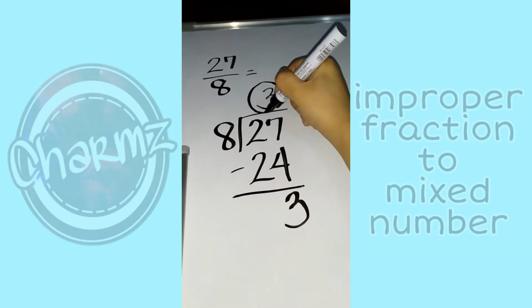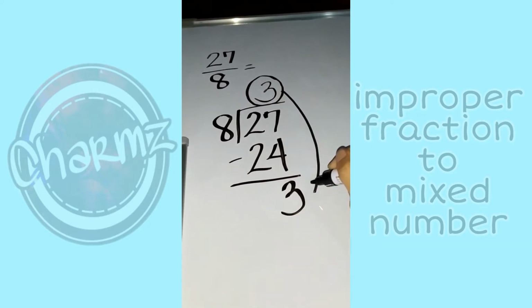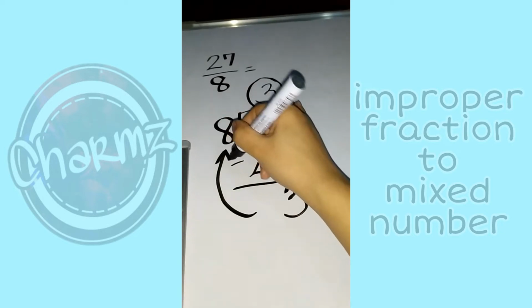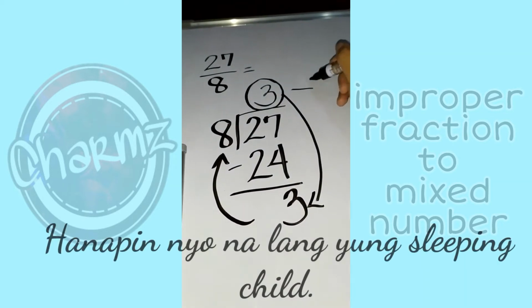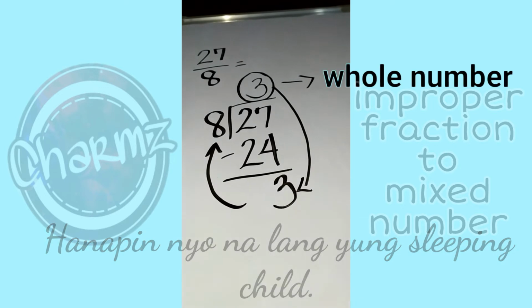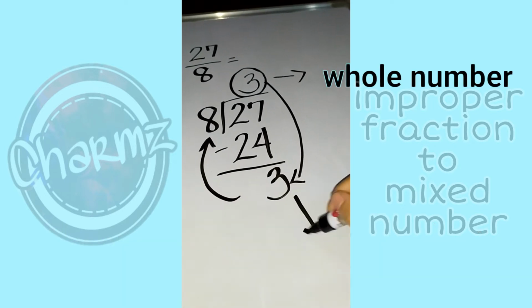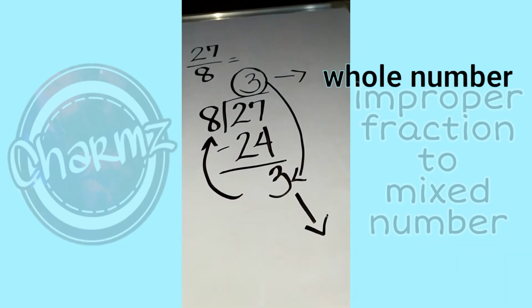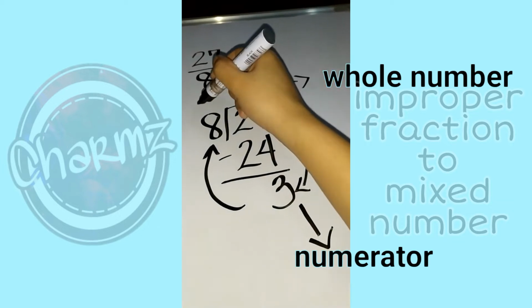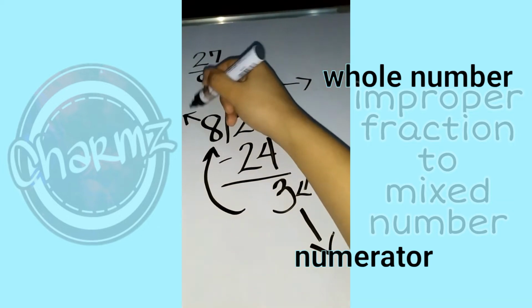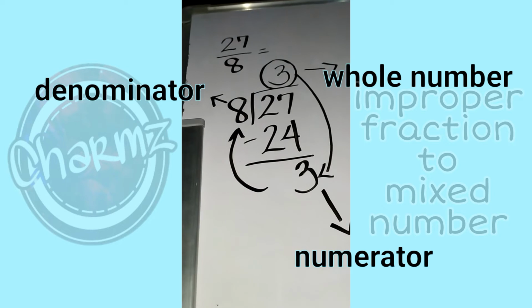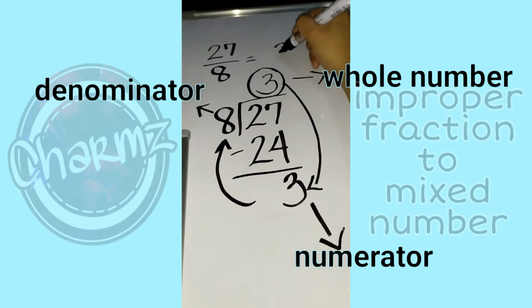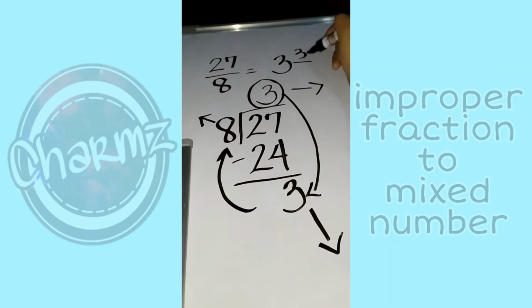Then circle, bring down, then top. So this will be our whole number. This is the remainder, which will become the numerator. And then this will be the denominator. So we have 3 and 3 eighths.